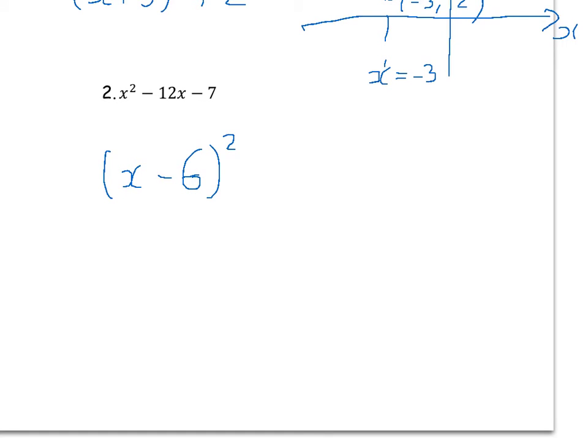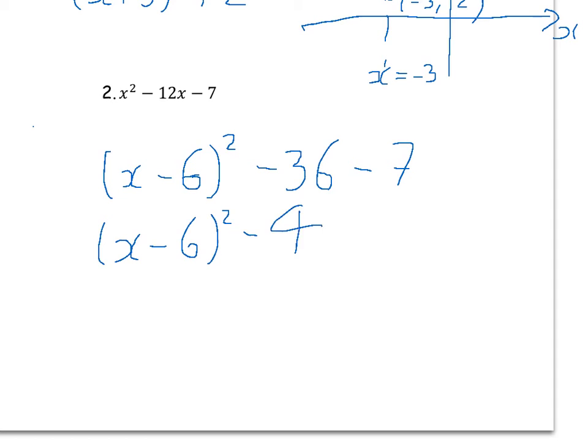squared. Now if we were to expand this, we'd have minus 6 squared, which is 36, and we don't want 36, so we're going to subtract that 36, and we've already got a minus 7. So if we tidy up these two parts, we're going to get minus 36 minus 7, which is minus 43, so the final answer will be x minus 6 squared minus 43.